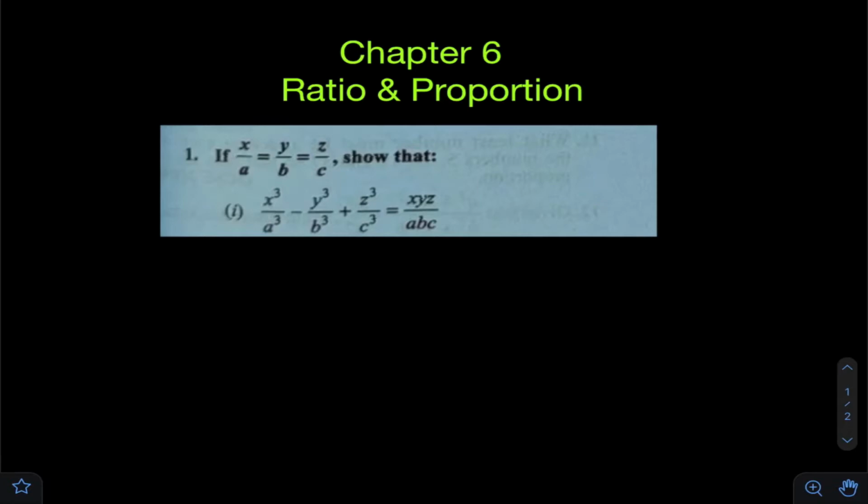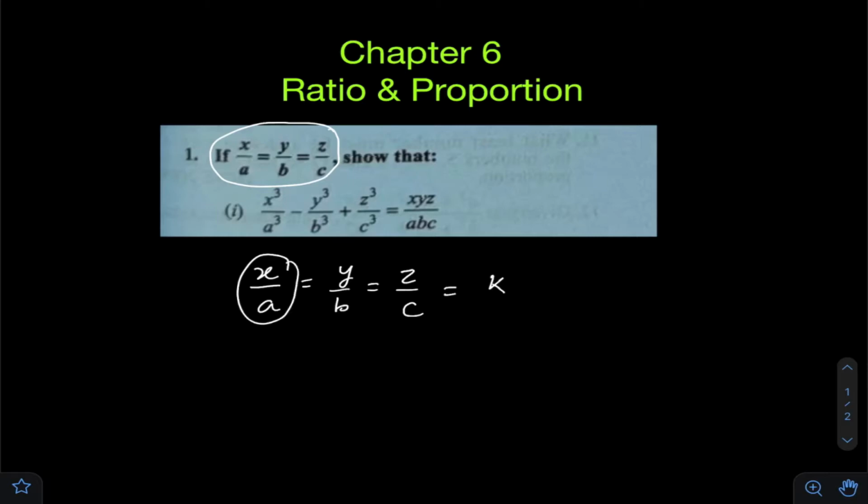Now, how to solve such type of questions when some ratios are equal to each other, like in this case. This method is very easy. This method is called the K method. When ratios are equal to each other, let them be equal to k. So find out the value of x from here. If you compare this and this, x is coming a into k. Similarly, y is coming b into k. z is coming c into k.